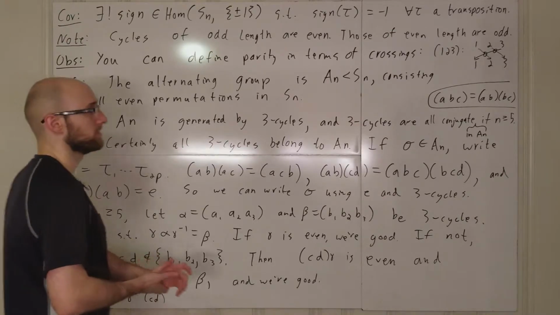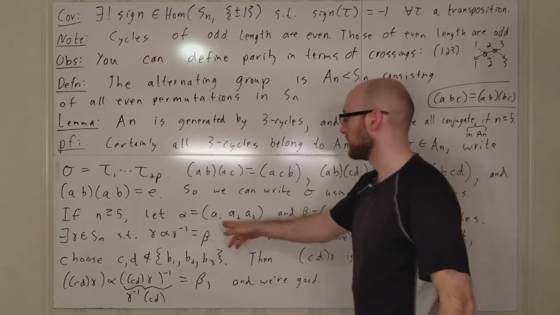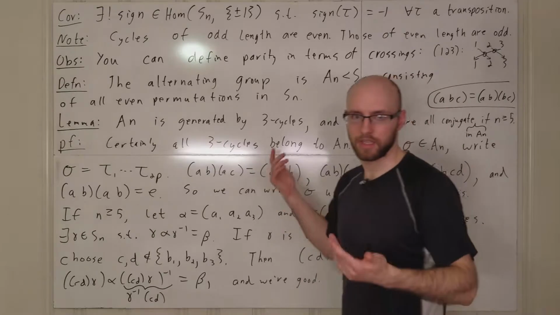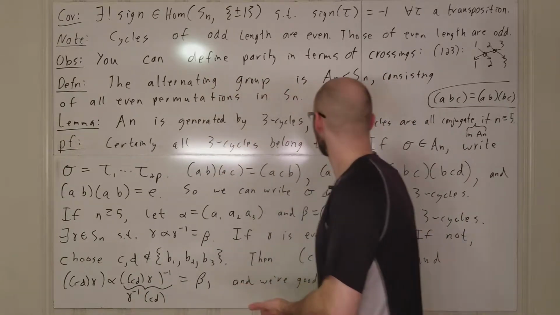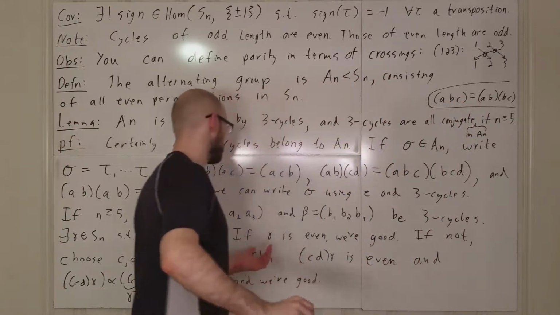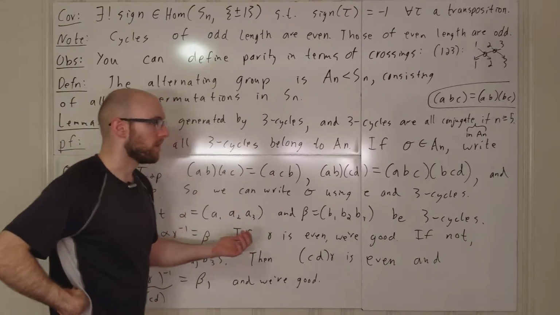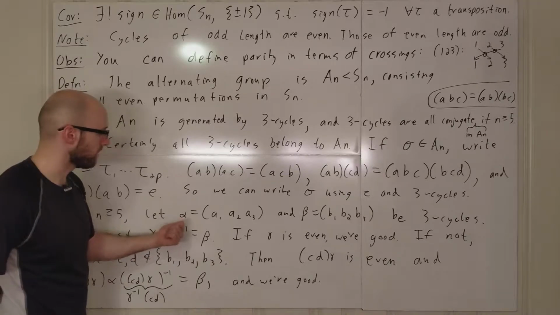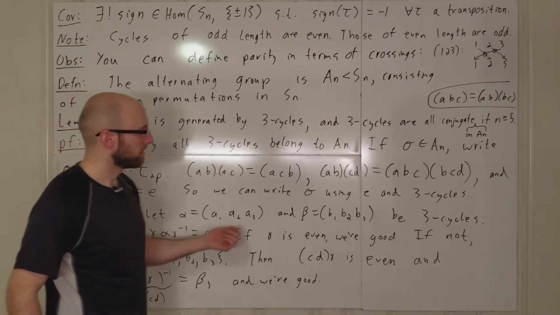Now for the second part, we suppose n is greater than or equal to 5. Suppose alpha is (a1 a2 a3), and beta is (b1 b2 b3). These can intersect, that's fine. And they're 3-cycles. To show that they're all conjugate, we want to show that we can conjugate alpha by some 3-cycle. No, we want to show that they're conjugate in A_n. So we want to prove that we can conjugate alpha by a permutation of even order and arrive at beta in this manner.